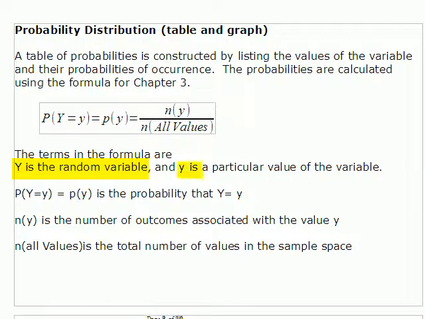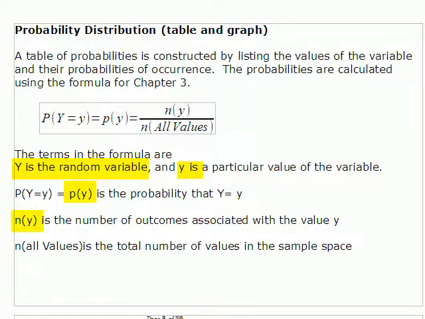Little y is the particular value of the variable. This is his notation. I just want to point this out because at first it's a little confusing, big Y and little y. Big Y is just the name of the random variable, and little y is its value. The probability that the random variable takes on the value little y is P of y, just as we did before in the previous chapter.